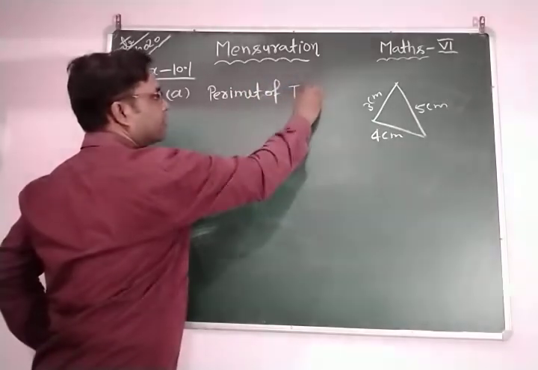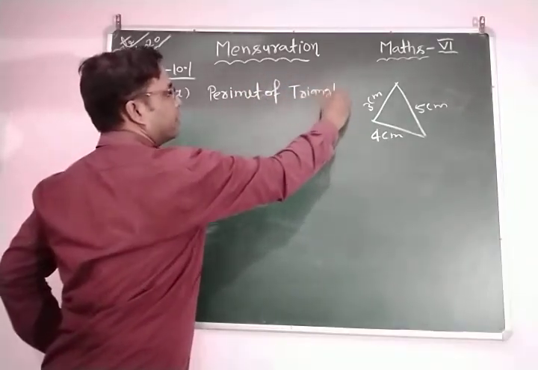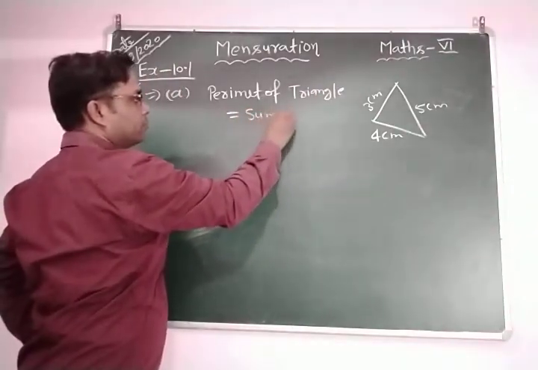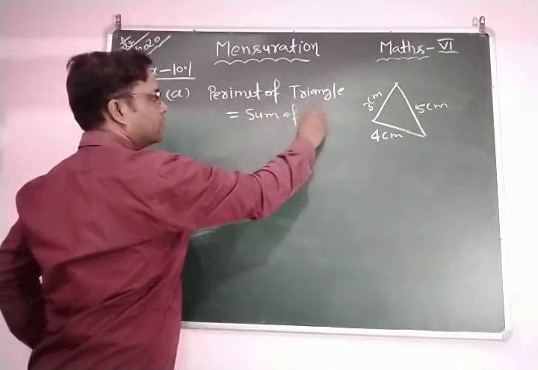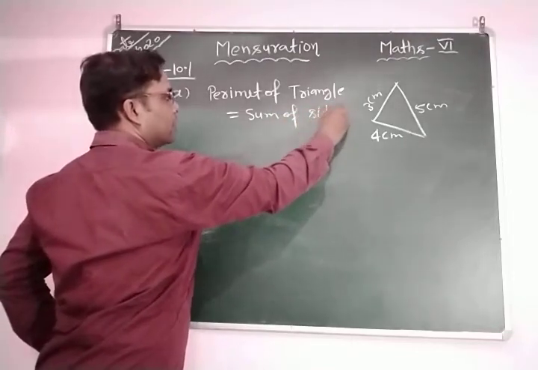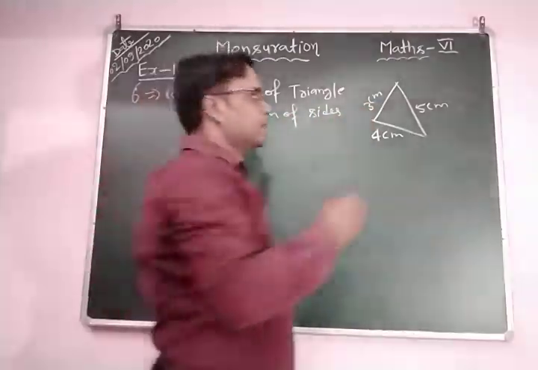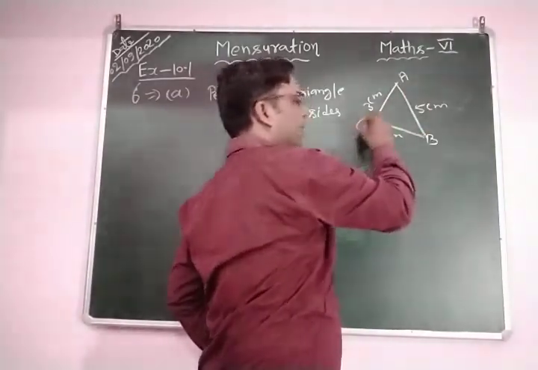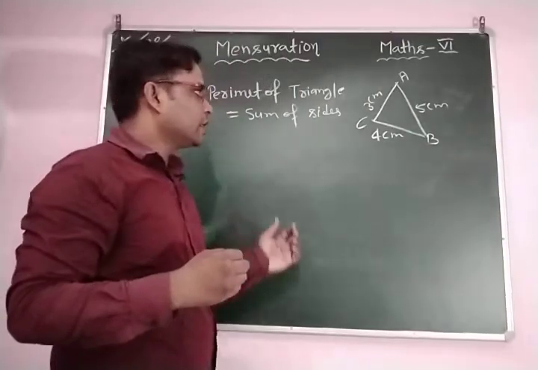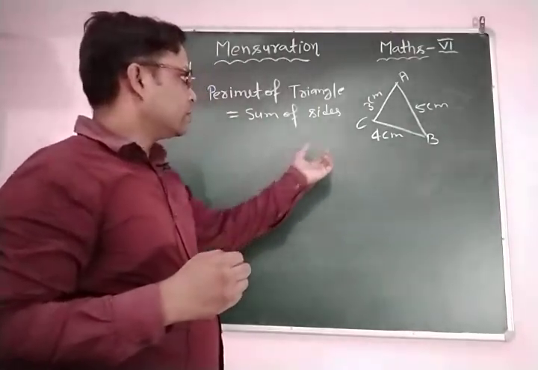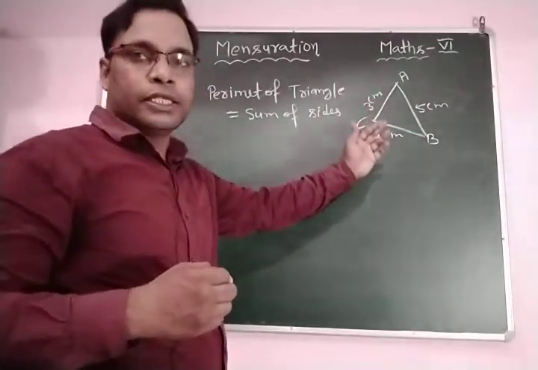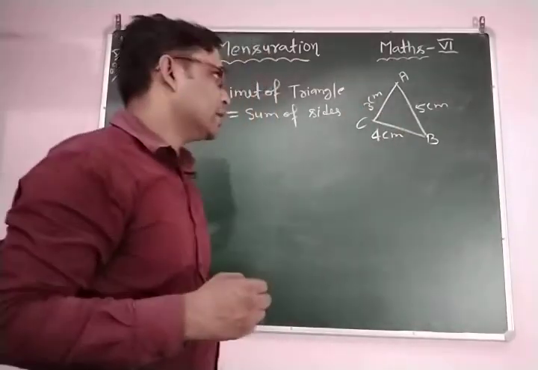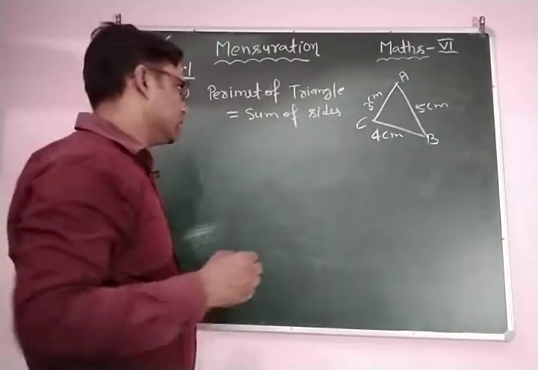So the perimeter of this triangle is equal to the sum of sides. How many sides are there in this triangle? Suppose this triangle is ABC. So the three sides are given as 4 cm, 3 cm, and 5 cm. Now we add them.